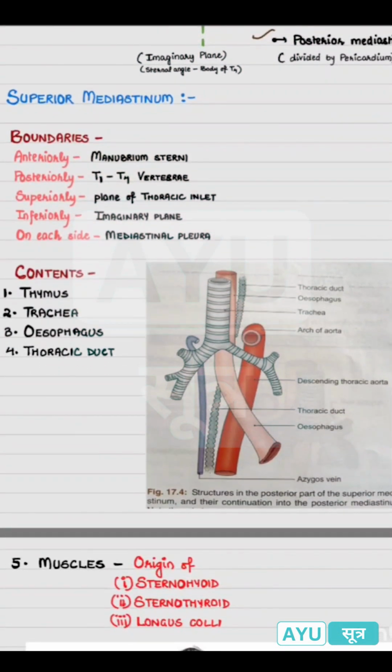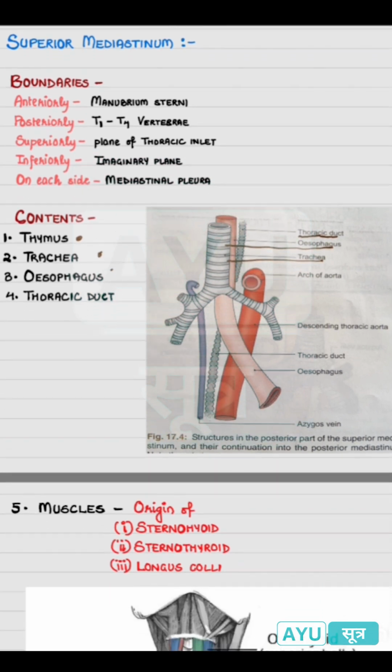First comes the thymus. We can learn this in this way, that the thymus is most anteriorly placed. Next comes the arch of aorta. We will not be discussing it now. Behind it comes the trachea, and behind that comes the esophagus. This is the trachea, esophagus, and the most posteriorly placed is the thoracic duct. So this is how we can learn it.